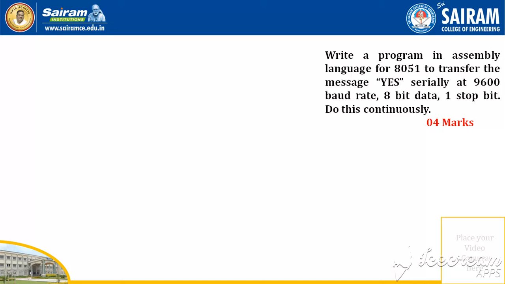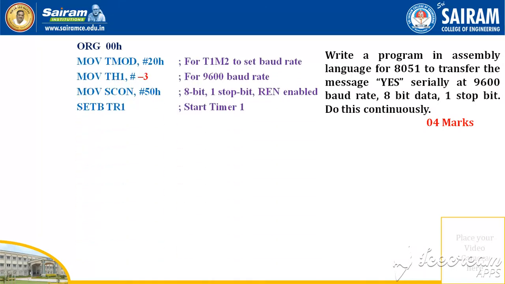That means the question is asked to send the message YES serially at the baud rate 9600 using serial communication mode 1. We have different modes. So 8-bit data and 1 stop bit means mode 1. So we'll see the program. These are the 4 lines.